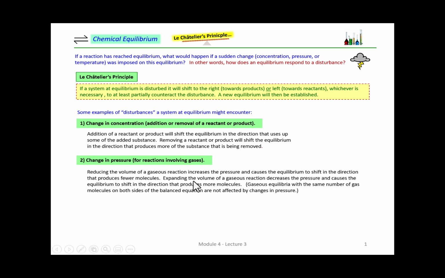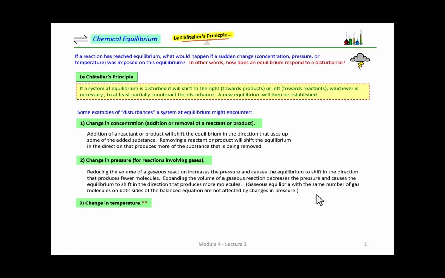If you expand the volume of a gaseous reaction, it's going to cause a decrease in pressure. And again, the equilibrium is going to shift in the direction that produces more molecules to try to counteract this, because producing more molecules would increase the pressure to counteract what you're trying to do by decreasing the pressure. If you have a gaseous equilibrium with the same number of gas molecules on both sides of the balanced equation, it would not be affected by changes in pressure.